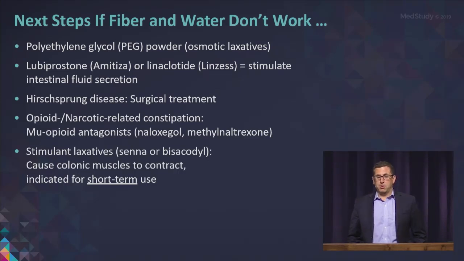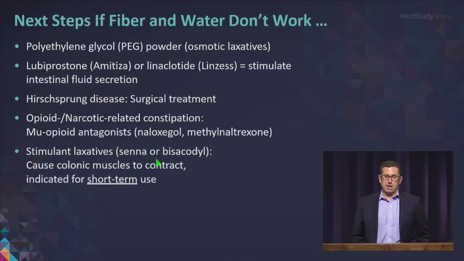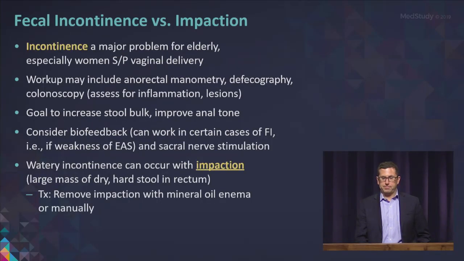And then opioid-induced constipation is a really big topic now, and there are a variety of medications available for this, including mu-opioid antagonists, such as methylnaltrexone and a variety of others. And then there are the stimulant laxatives, such as senna. These cause colonic muscles to contract, and they're really indicated more for short-term use, and they could really be associated sometimes with pretty bad abdominal complaints or spasms and discomfort.